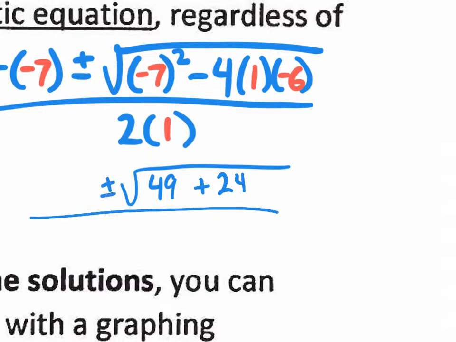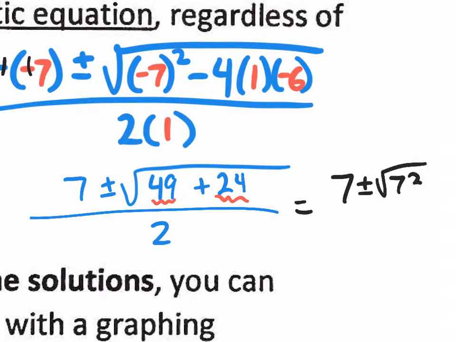The plus or minus is still there. The minus 7 that was over here changes to plus 7. So that's just a regular 7, right? And on the bottom, instead of 2 times 1, what should I write? Just 2, right? But we still need to do the discriminant. What's left? The 49 plus 24. Help me out here, guys. What's 49 plus 24? That's 73. All right? So our answer so far is 7 plus or minus the square root of 73 divided by 2.